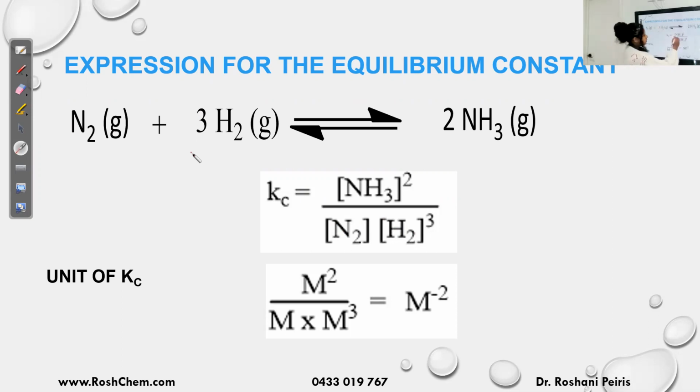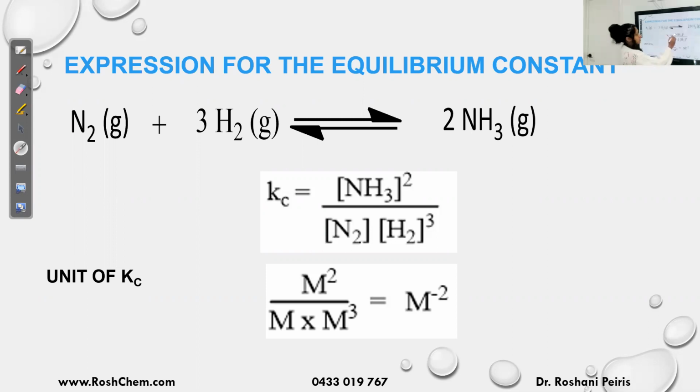So this is how we write the Kc expression. In your expression, you need to have the products on top divided by the reactants, the square brackets represent the concentration, and the coefficients become the powers. And what is the unit of Kc? The unit of Kc will change from equation to equation. In this equation, the unit of Kc is M to the power negative 2. So how do we get it?